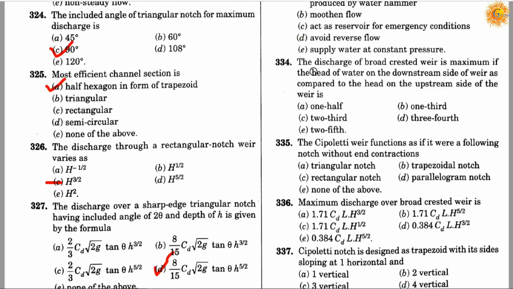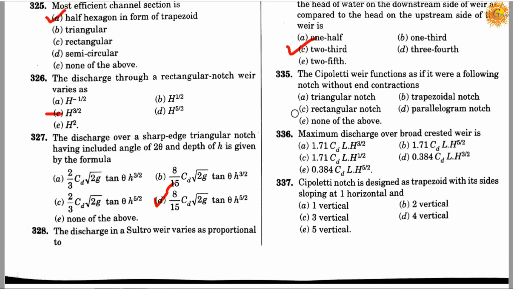Question number 334. The discharge of a broad crested weir is maximum if the head of water on the downstream side of the weir, as compared to the head on the upstream side of the weir, is: option A, 1/2; option B, 1/3; option C, 2/3; option D, 3/4; and option E, 2/5. So the correct answer is C, it will be 2/3. Question number 335.